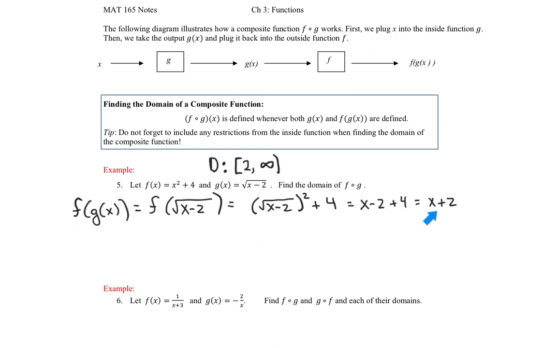Now, normally the domain of x plus 2 would be all real numbers. But since this is an answer to a composition of functions, we know that the domain of g was 2 to infinity. So no number less than 2 will be going into f here. So our domain for this composition of functions will still be 2 to infinity.